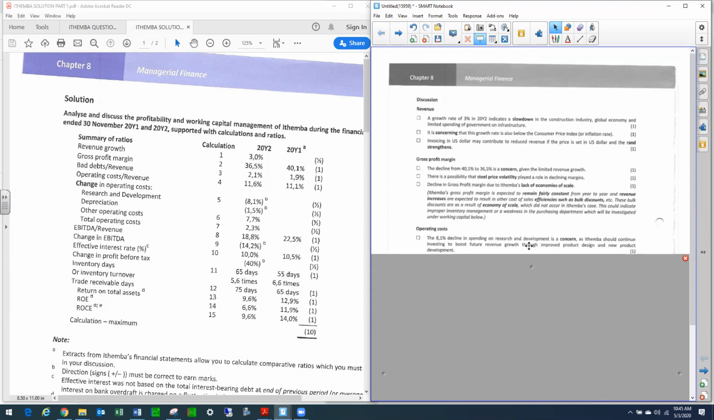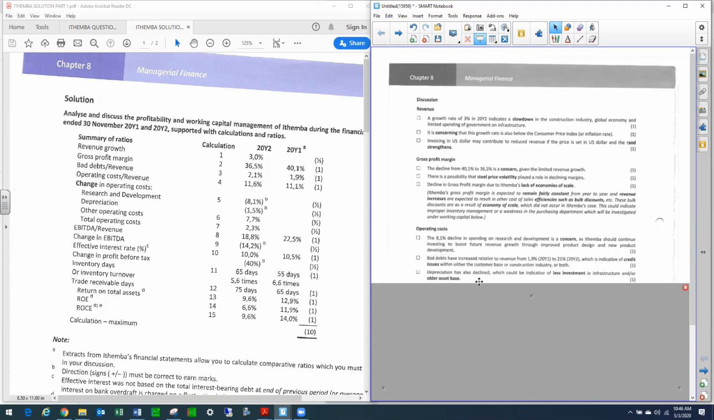Less capital investment. We can do that. Less investment in infrastructure. Okay, so you'll get a mark for that. Your bad debts to revenue, guys, what does it mean? 1.9% to 2.1. Is it poor credit control? Guys, we've got bad credit control.